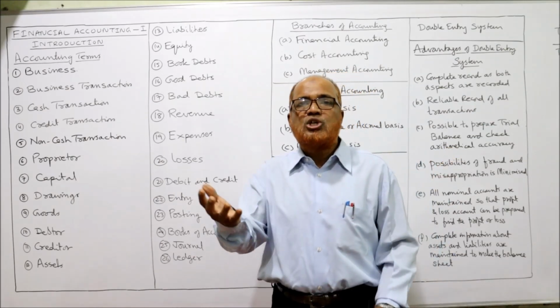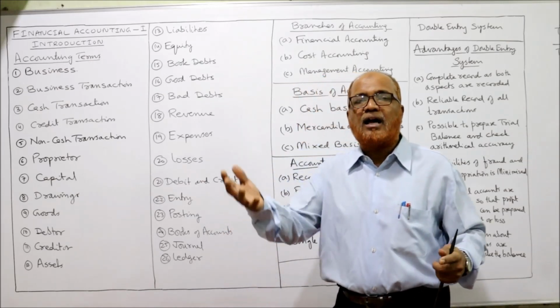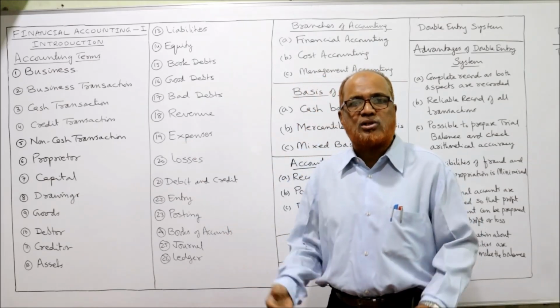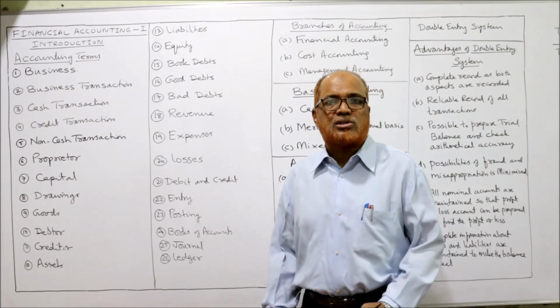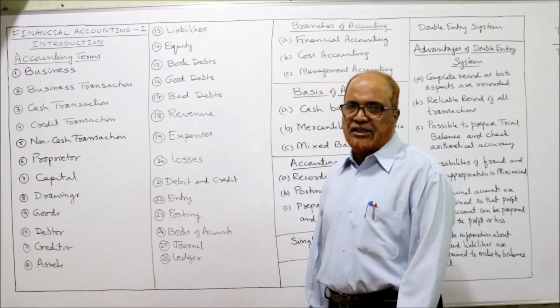Example, the loss due to fire. The fire occurred and the goods are lost. That is a loss. Bad debts is a loss. Then comes debit and credit.